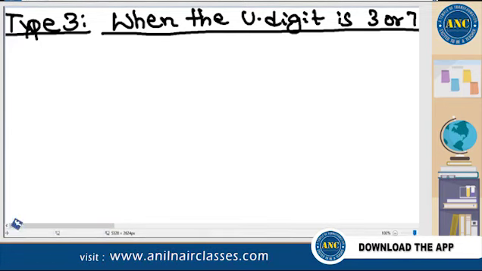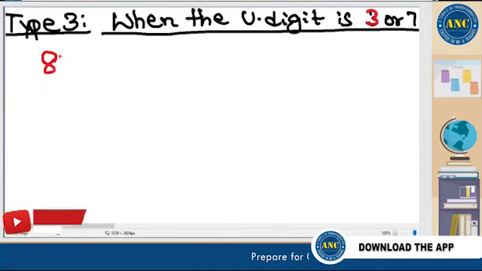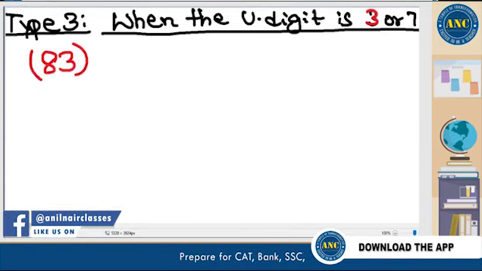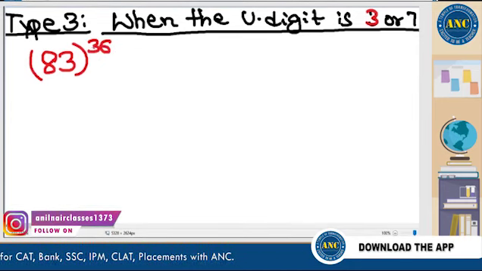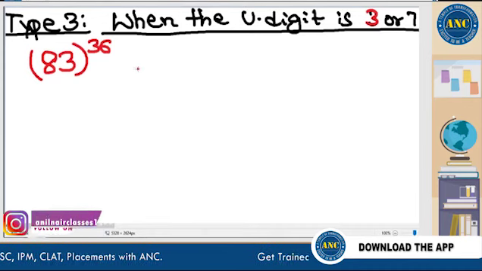Now listen carefully. Now see here. Unit digit is 3. Take some number, whatever you like. Suppose 83. What is the unit digit of 83? It is 3. Put any power of your choice, suppose for example 36. First question, listen carefully.